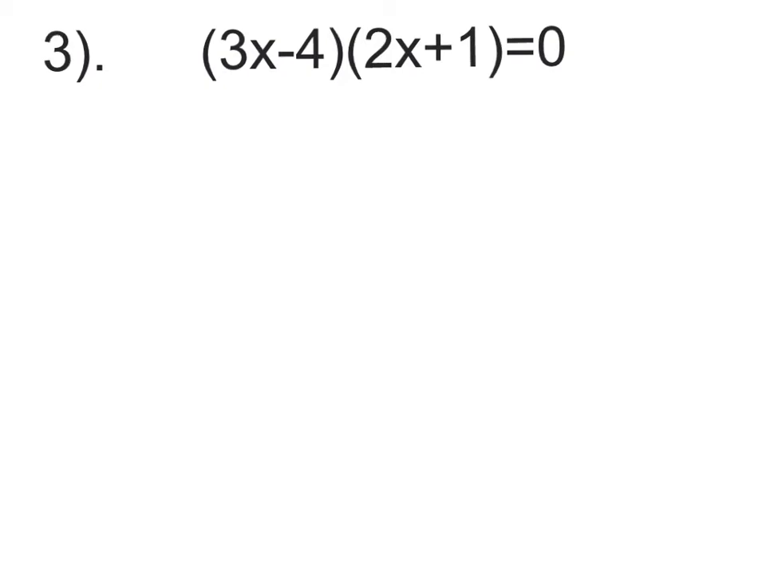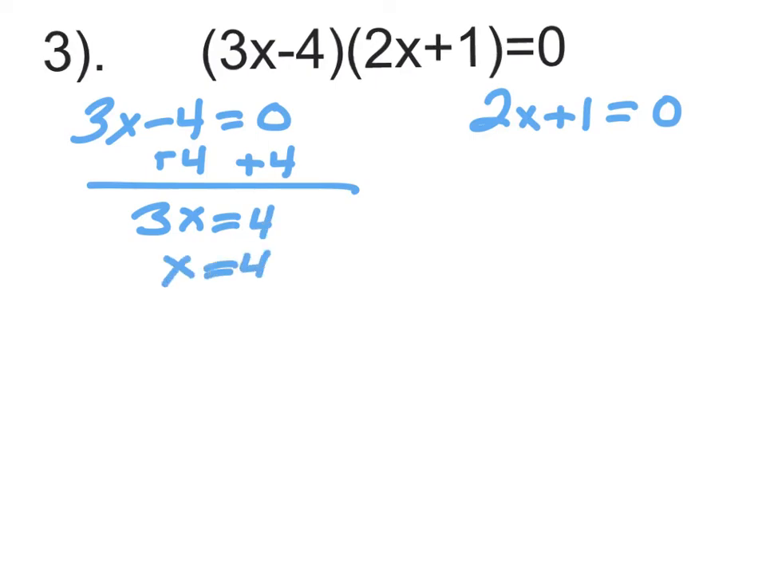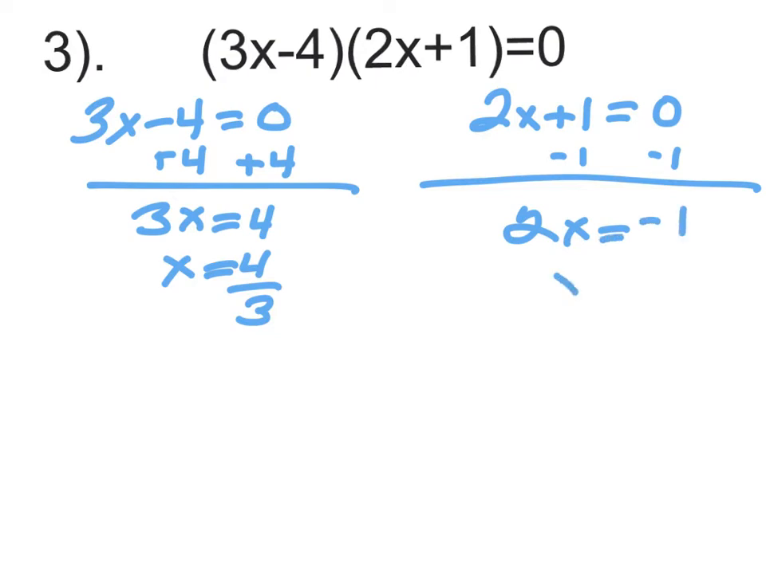We're going to start by setting each factor equal to 0. So we get 3x minus 4 equals 0, and 2x plus 1 equals 0. Let's add 4 to both sides so we can get x by itself. So we get 3x equals 4. We divide each side by 3. We get x equals 4/3. Okay, on the right side, we're going to subtract 1 from both sides. We're going to get 2x equals negative 1. Divide each side by 2. We get x equals negative 1/2.